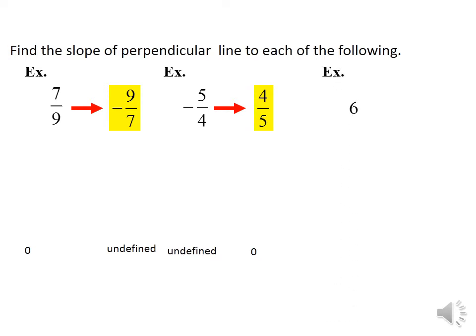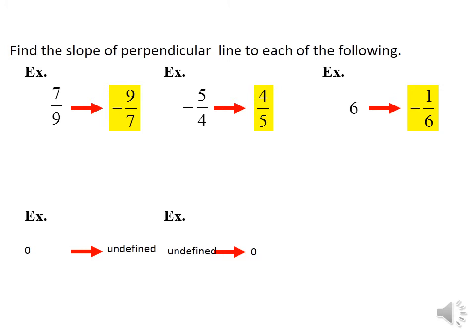Third one, the slope equals 6. How do we find it? Of course, 6 is considered to be 6 over 1, so the slope will be negative 1 over 6. Next, if the slope of the line equals 0, that means the perpendicular to it will be undefined. Okay, this is a special case.